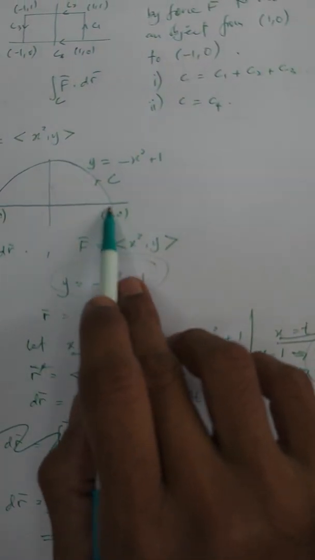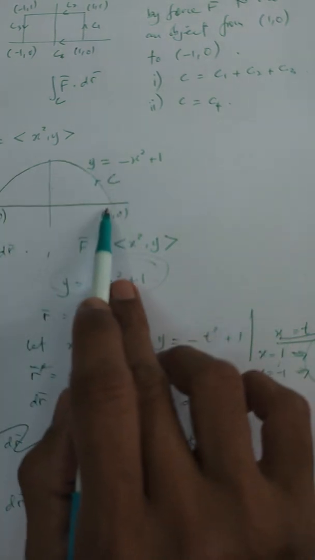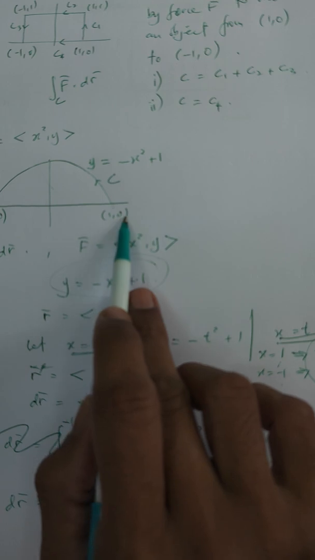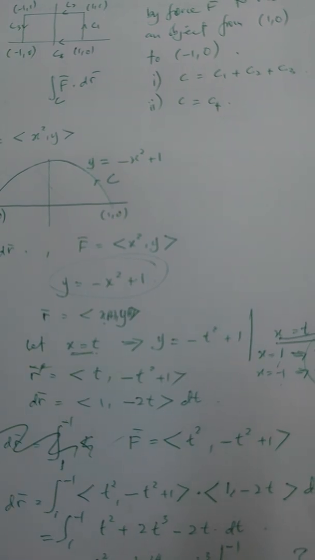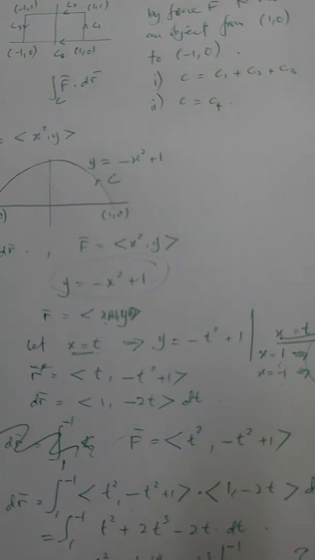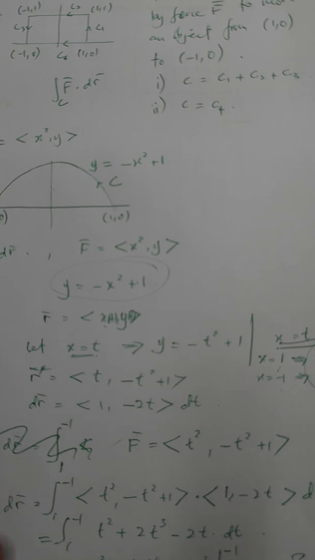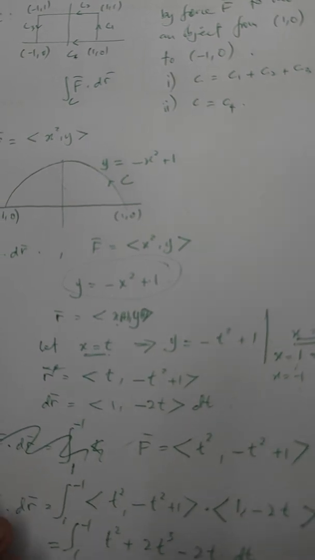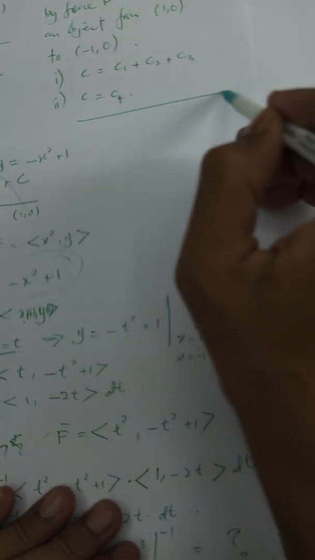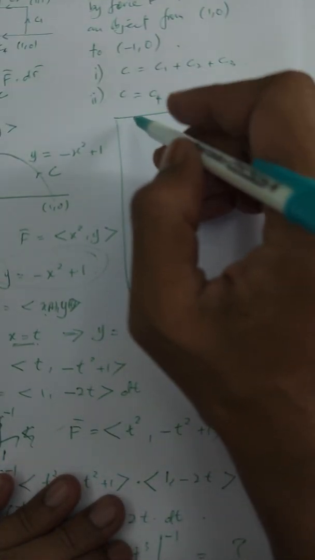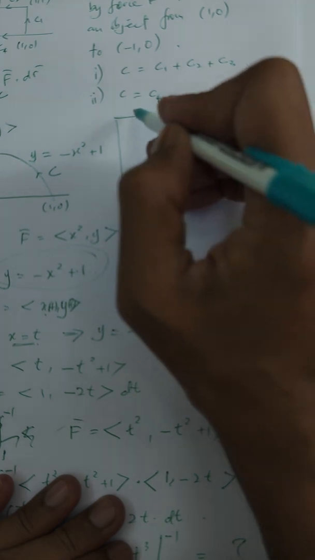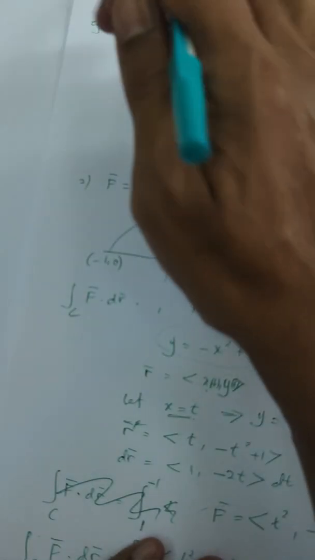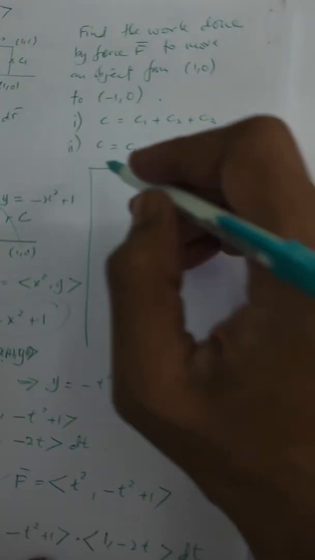Again, you can evaluate using that C. What if you use just the straight line from (1, 0) to (-1, 0)? What should the solution be? Okay, and then I want you to try one more exercise. Let's say this is number 2, this is number 3. I've done that one, and number 4.